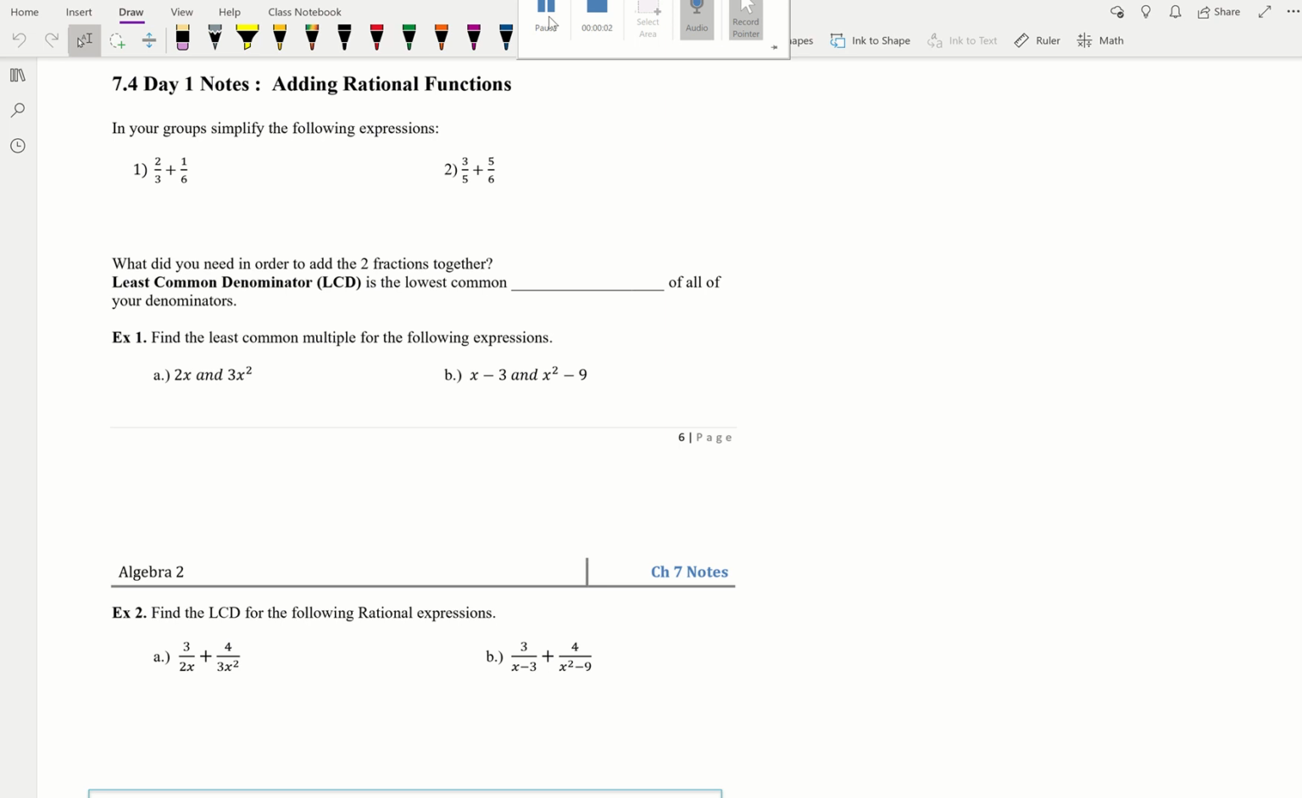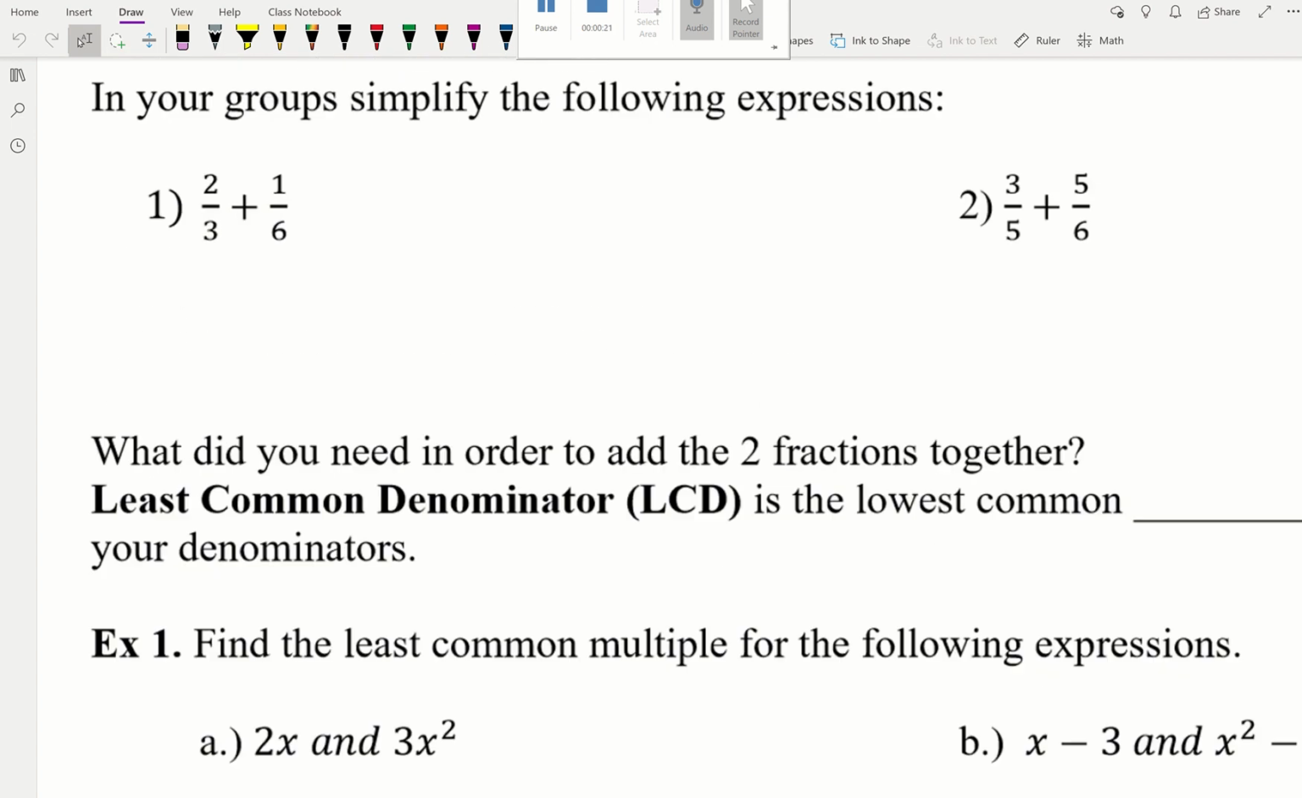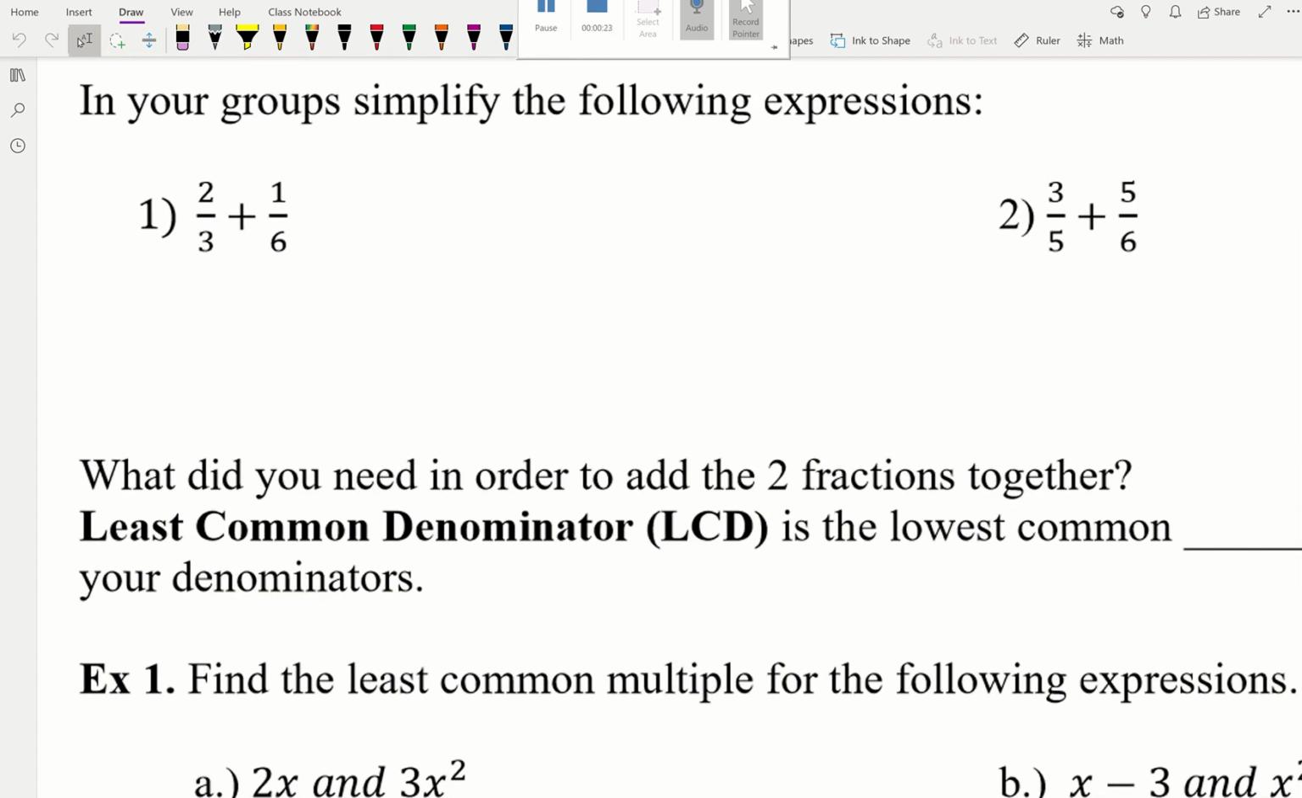Hey, welcome everybody. In this video, we're going to take a look at the 7.4 notes for Algebra 2, where we're going to focus on adding rational functions. So we're going to start out by just reviewing how we add fractions, because ultimately that's what a rational function is. If we look here, it says to work in groups. You could pause the video, try it on your own first, but I'm going to go ahead and take a look at the first one.